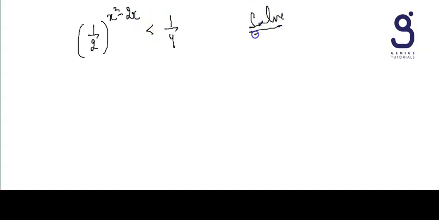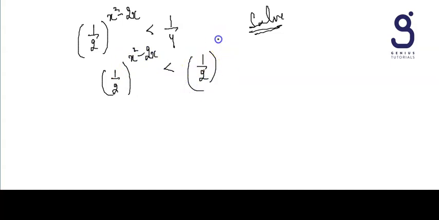Now the next question is based on the inequality type. The question is 1 by 2 raised to the power x square minus 2x is less than 1 by 4, and you need to solve this inequality. So how to solve this? First of all, let us make these bases equal. We can say 1 by 2 to the power x square minus 2x is less than 1 by 2 whole square.